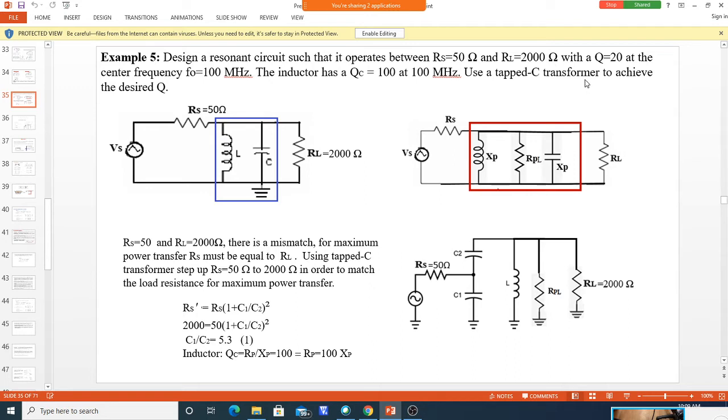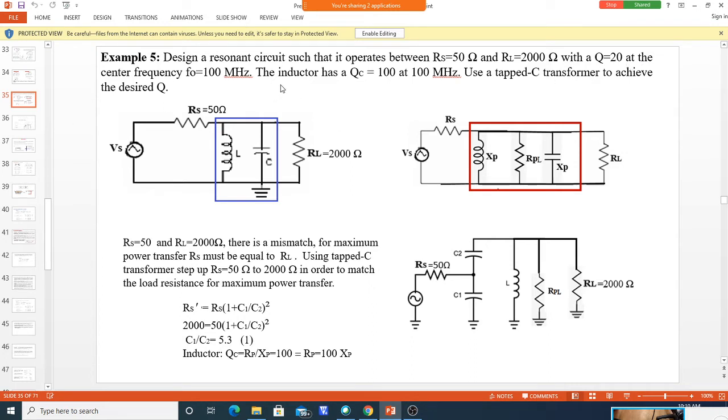The quality factor needed is Q = 20. The quality factor of that resonator should be equal to the circuit quality factor; the circuit quality factor needed is 20, and it should operate at 100 megahertz. The center frequency is 100 megahertz. From the circuit quality factor and center frequency, you can calculate the bandwidth. This is the desired quality factor, 20, at 100 megahertz.